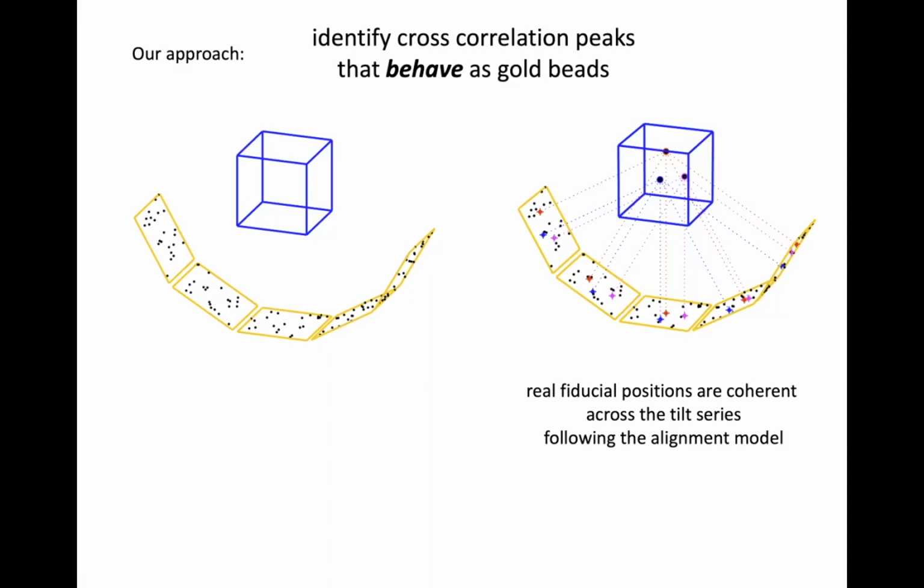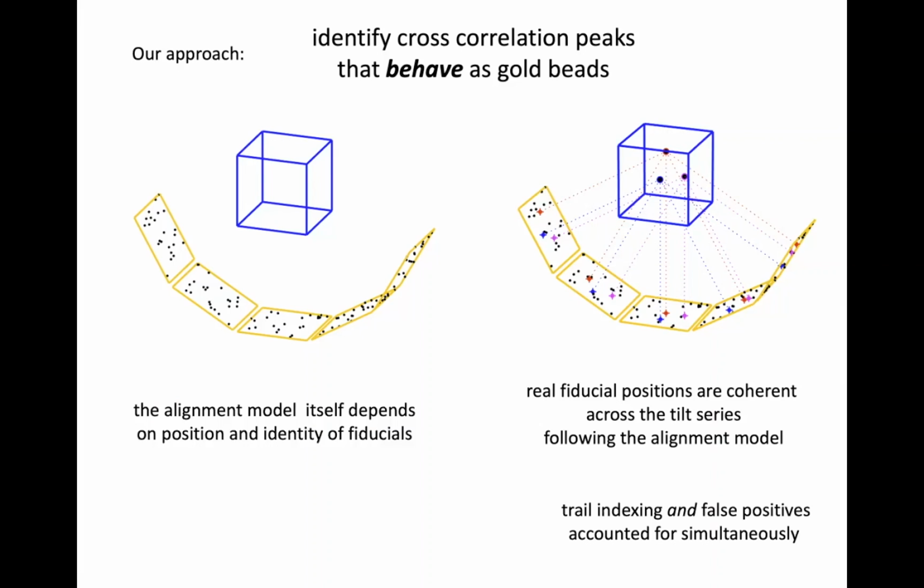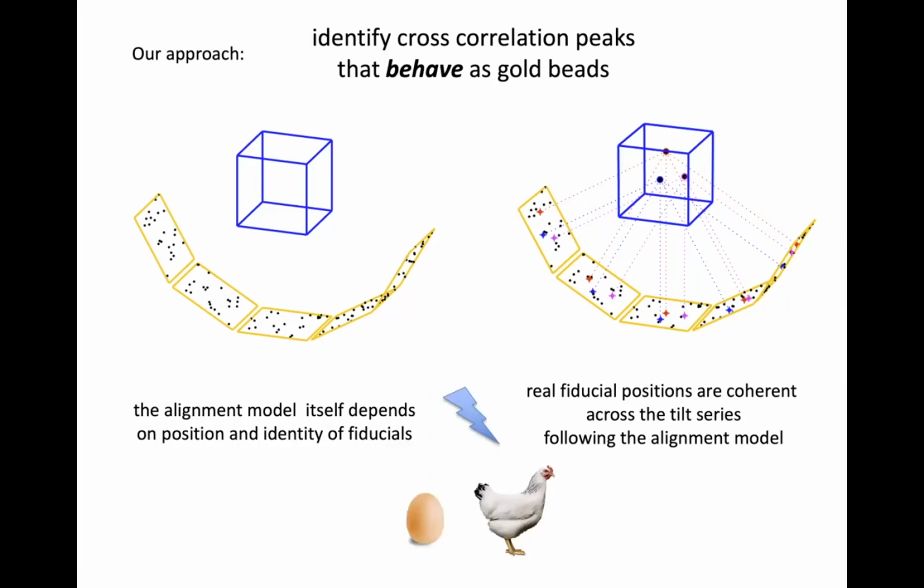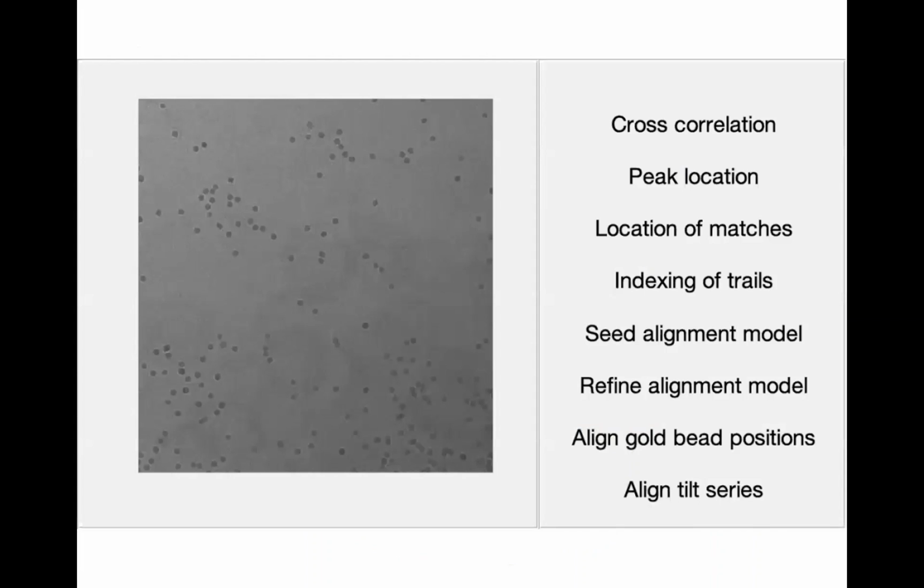So what we see is, let's say that the observations, and by observations I mean the cross correlation peaks, form a trail of observations when it behaves like our actual projection should behave. But what is this should behave? Because at the end of the day, the alignment model itself depends on the position and identity of fiducials. It's kind of a chicken and egg problem. The good thing is that in algorithmics, normally when you have a chicken and egg problem, it means that you try to refine iteratively. And that's exactly what we do in the automated tilt alignment module of Dynamo.